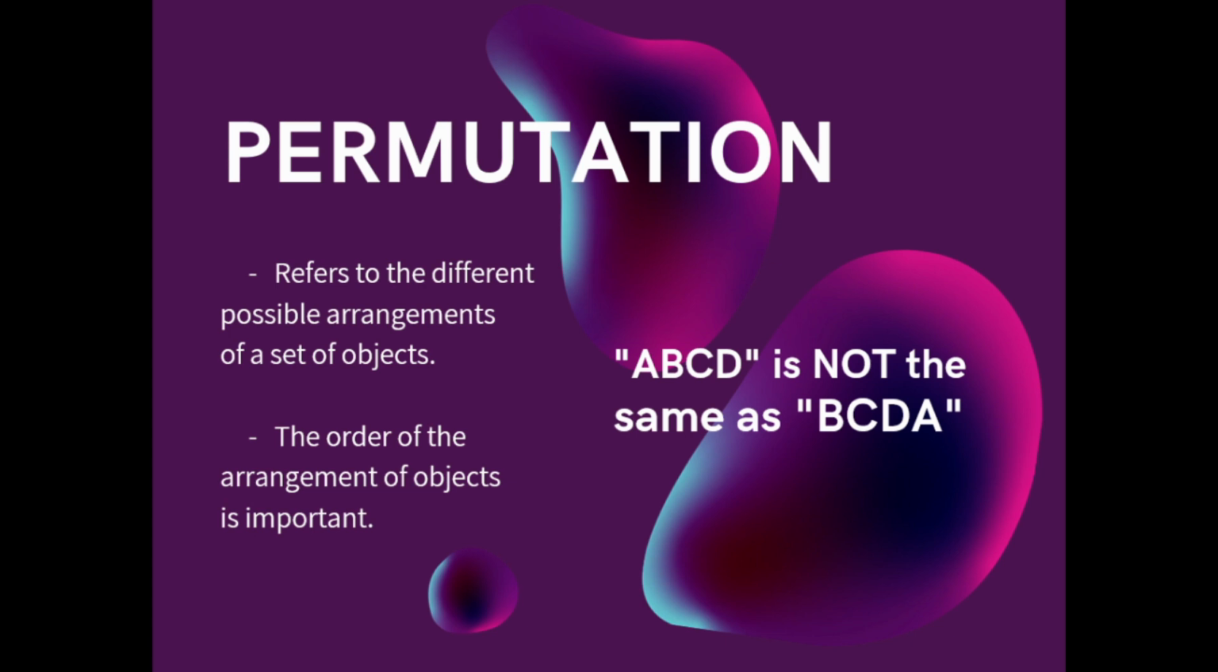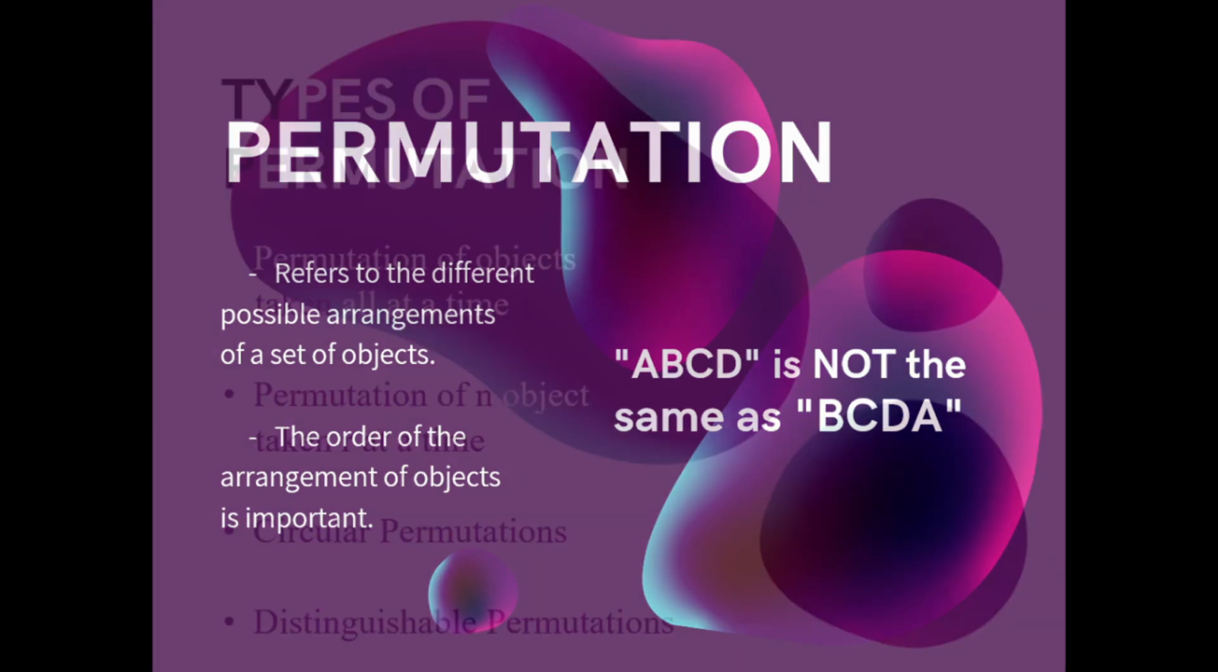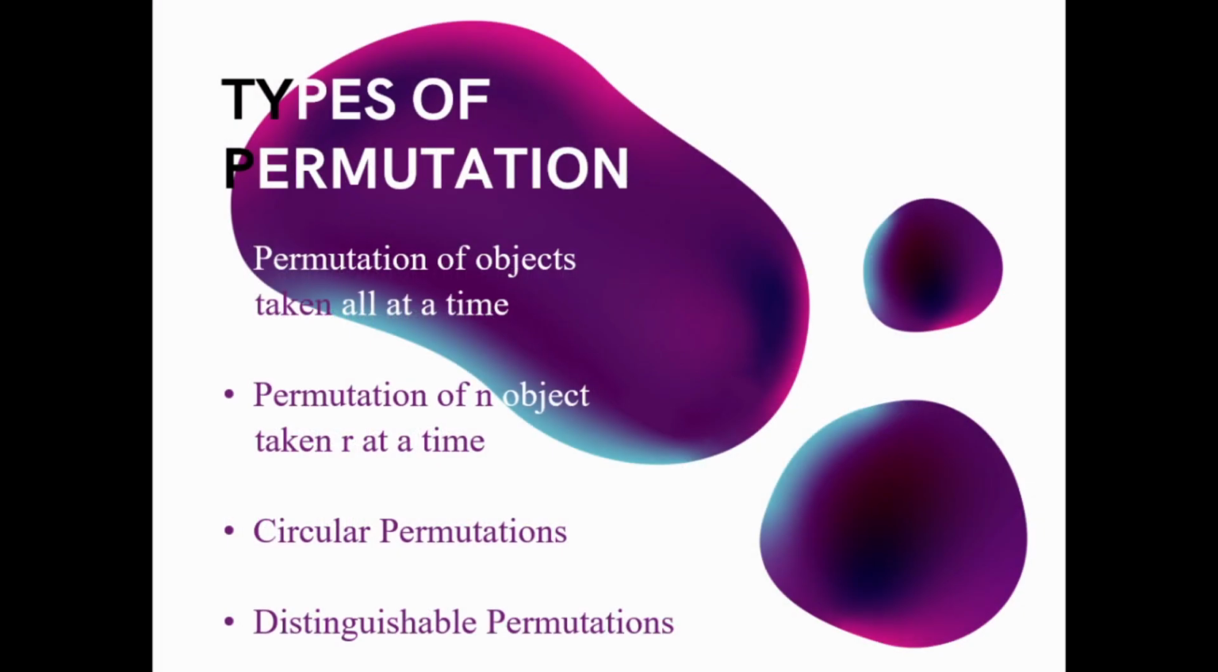Permutation refers to the different possible arrangements of a set of objects. The order of the arrangement is important. Thus, the arrangement of ABCD is not the same as the arrangement of BCDA. For this lesson, we're going to solve the different problems involving permutation of objects taken all at a time, permutation of n objects taken r at a time, circular permutation, and distinguishable permutation. Let's distinguish between permutation of objects taken all at a time and taken r at a time.